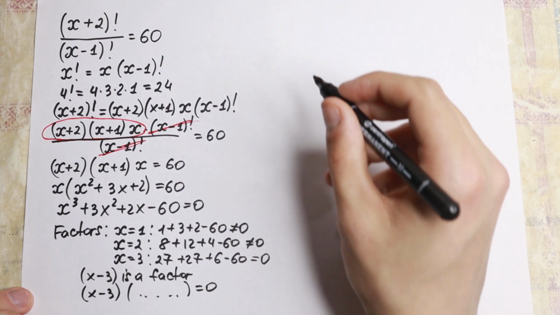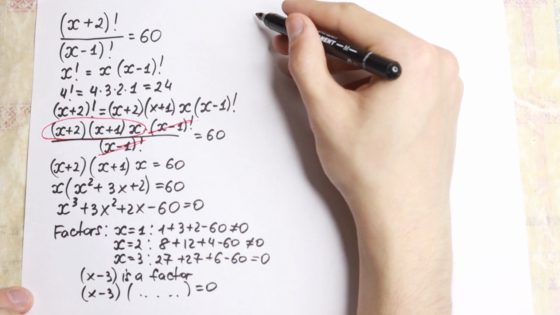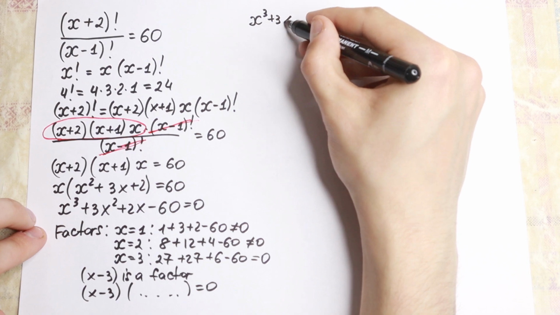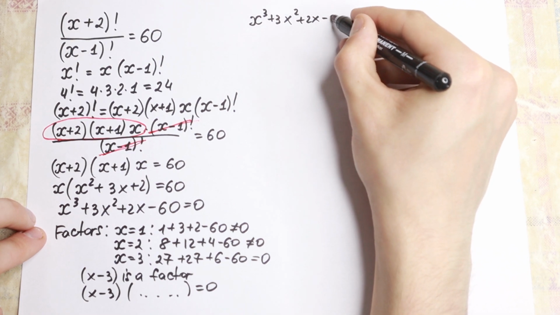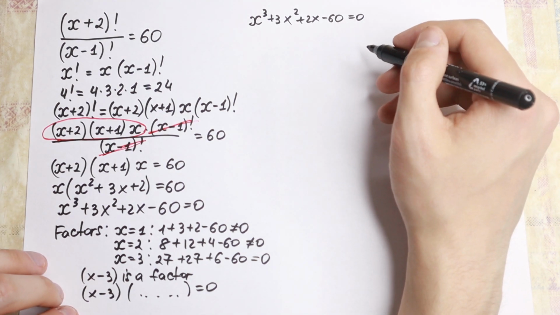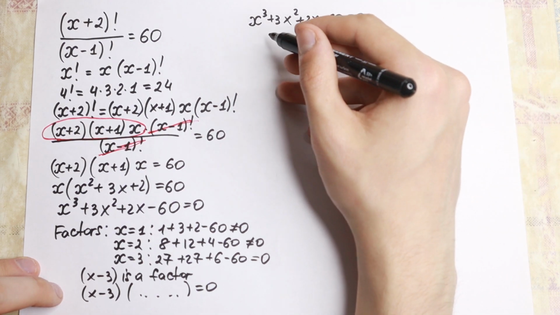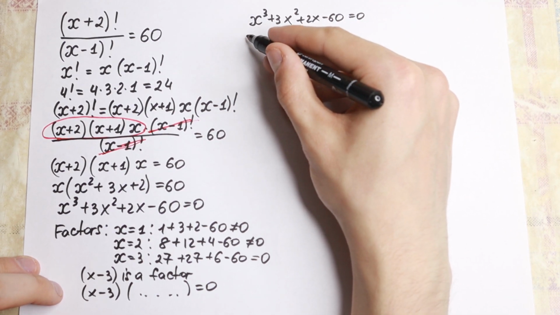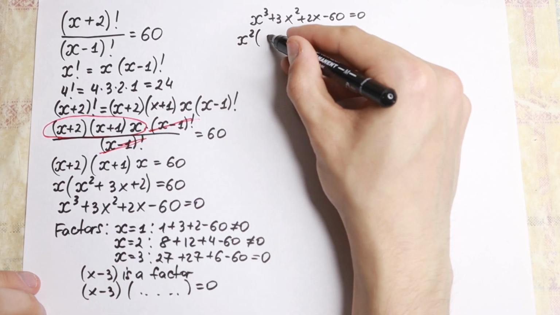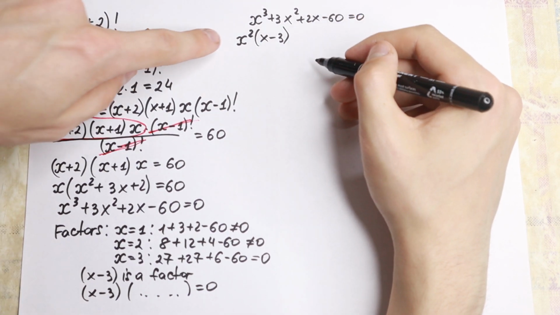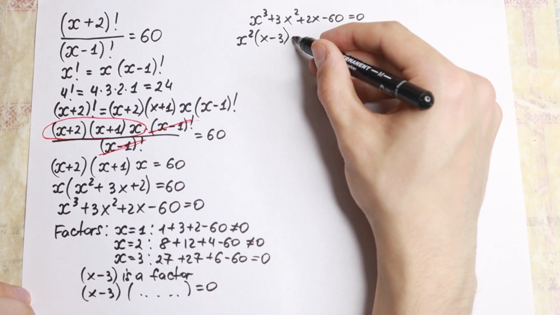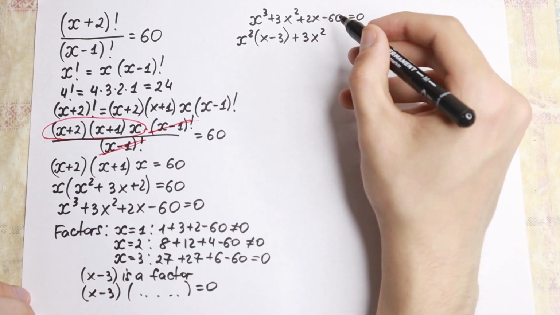Take a look. Right here we have this expression. We have x cubed plus 3x squared plus 2x minus 60 equal to 0. But we know that we need to factor out x minus 3. So let's solve this step by step. Near this x cubed, I write x squared, and in parentheses we will have this x minus 3 that we need to factor. If we open these parentheses, we will have x cubed minus 3x squared. So we need to add this 3x squared. So this is our step.